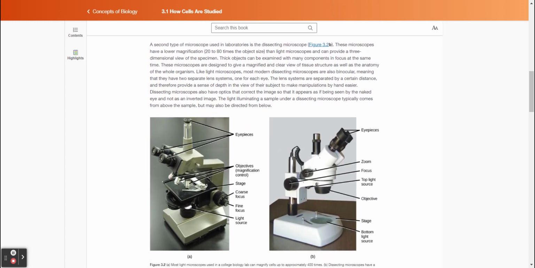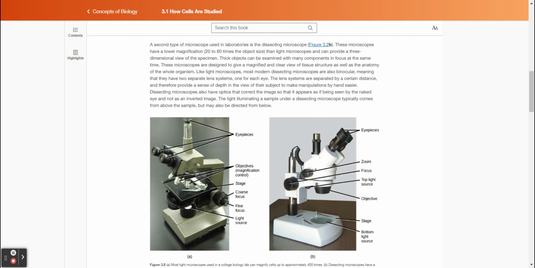A second type of microscope used in laboratories is the dissecting microscope. These microscopes have a lower magnification, 20 to 80 times the object size, than light microscopes, and can provide a three-dimensional view of the specimen. Thick objects can be examined with many components in focus at the same time.